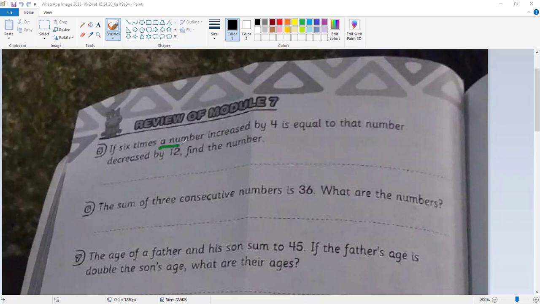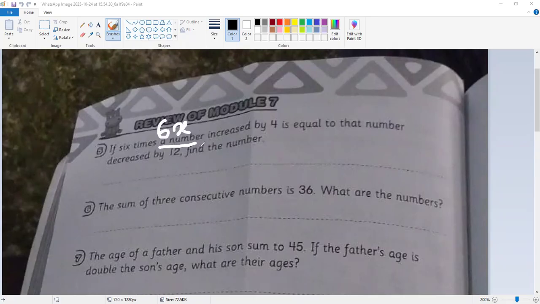So under this number, I'm going to have a letter. Let's put the letter as X. Could be any letter of your choice. So 6 times X is 6X. I'm putting it there. This is X, a number. So I have it as X. So 6 times X is 6X.